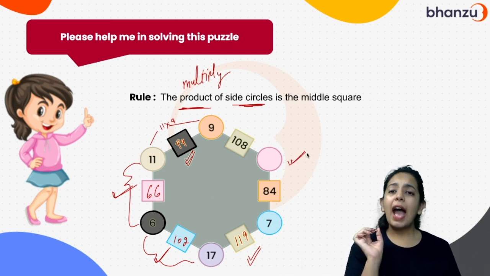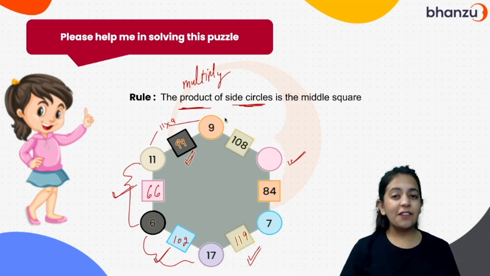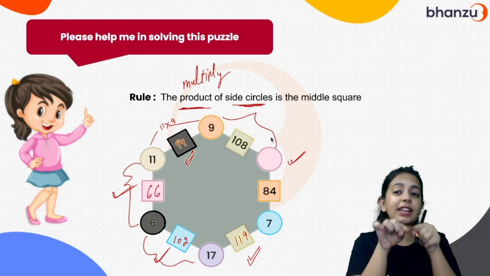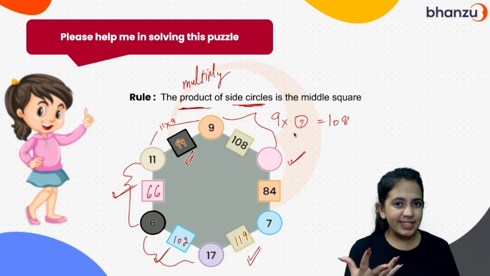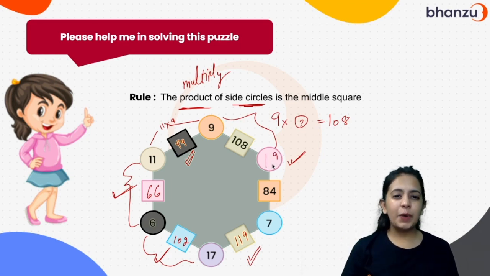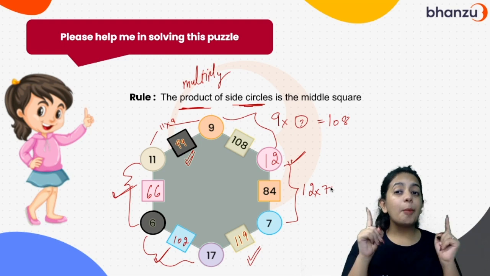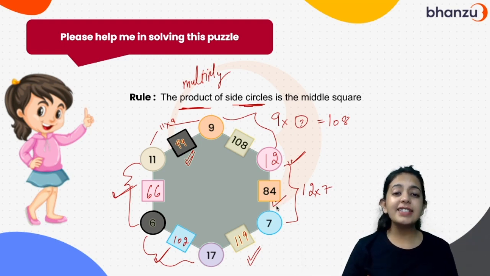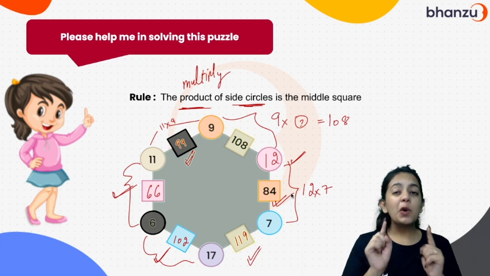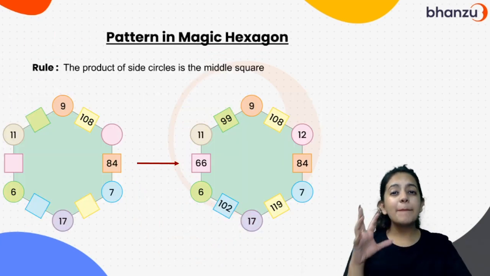Now, what is left? The circle is left. And we already know that if you multiply the side circles, then only you're going to get the middle square, right? That means 9 multiplied by this circle is going to give us 108. So what is this number? Clearly, this number is 12. And in order to check if you have answered this correctly, you can check with these two circles. So what is 12 times 7? The product of the side circles is equal to the middle square, and 12 times 7 is actually 84. It means you have filled all the numbers correctly in this magic hexagon.